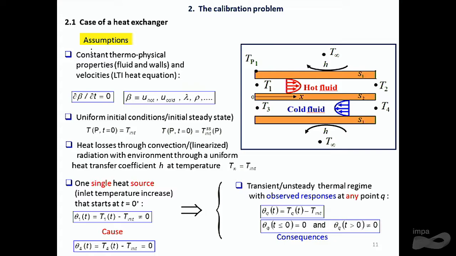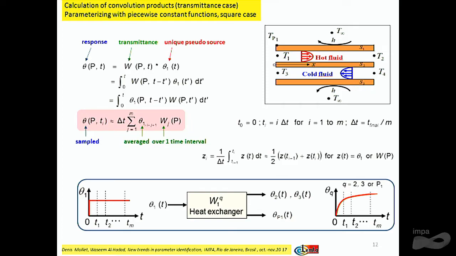We change the temperature of the entering fluid. As a consequence, the relative temperature at any point of the system will vary. Of course, at any point P, Q, for negative time it's 0, and then it's different from 0. So we have this system. We have the response at any point, the transmittance, and we call it a pseudo source. I'll explain later why.